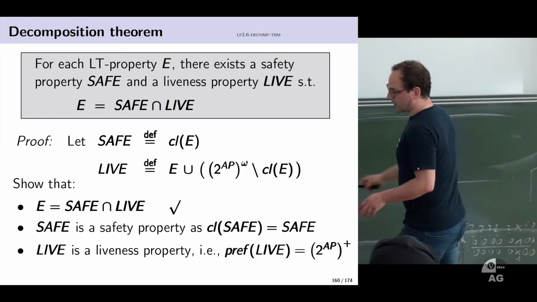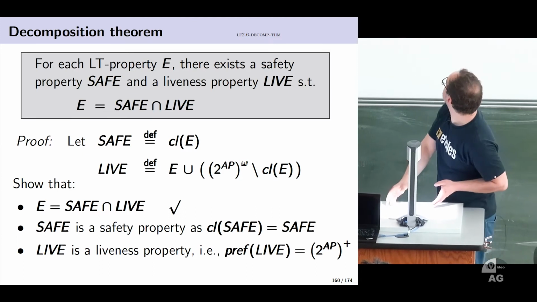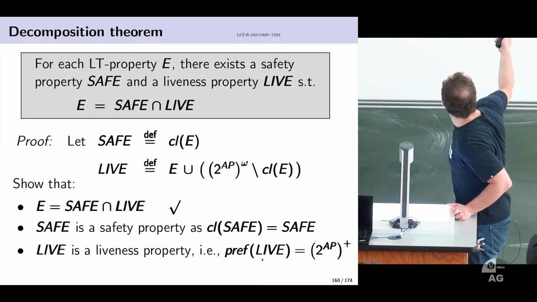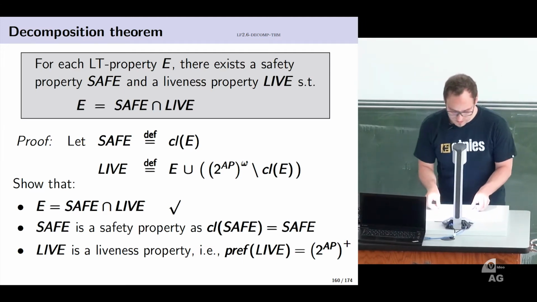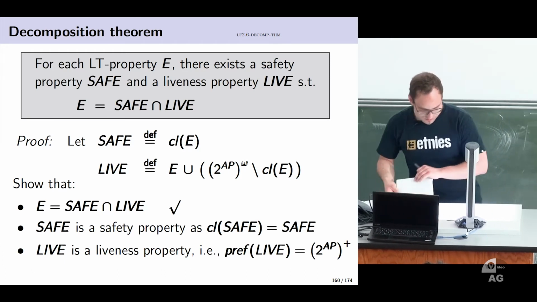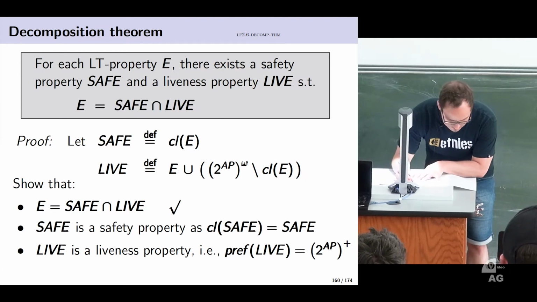And this is what we're going to show now as the final proof of today's lecture. For this, we need to show that all finite words are prefixes of the liveness property. And this is actually not that difficult.